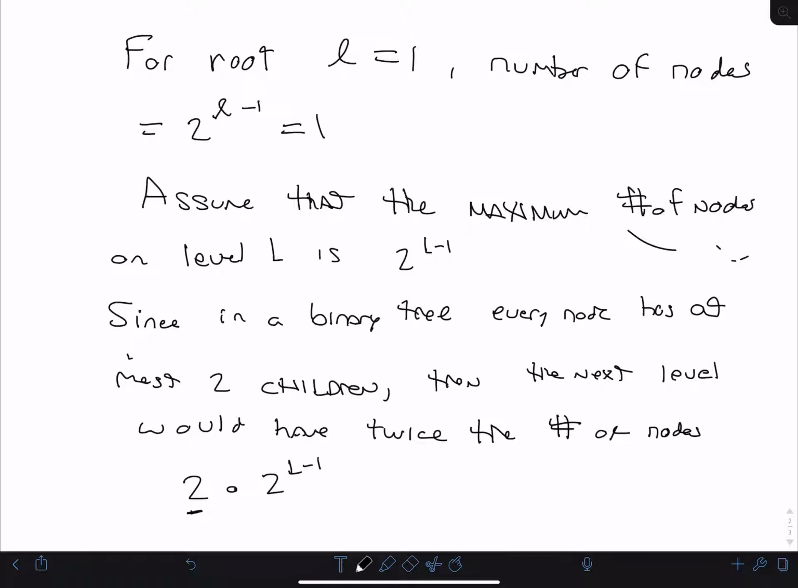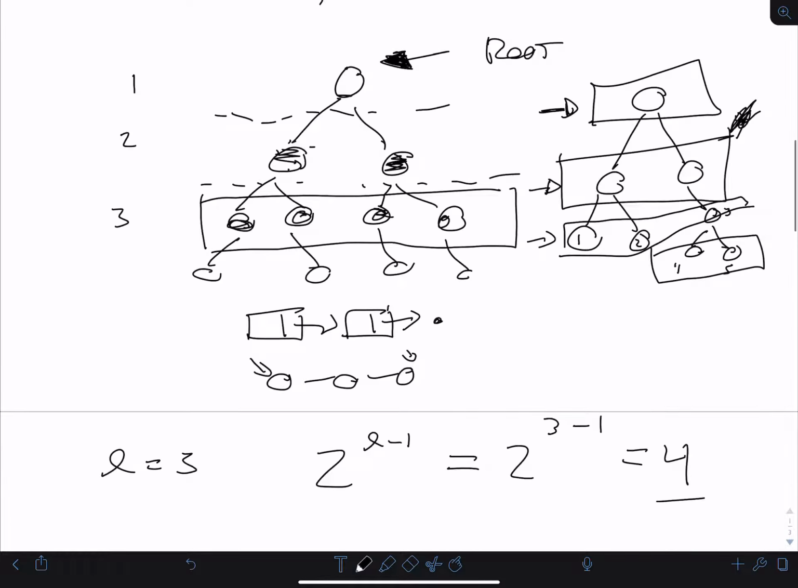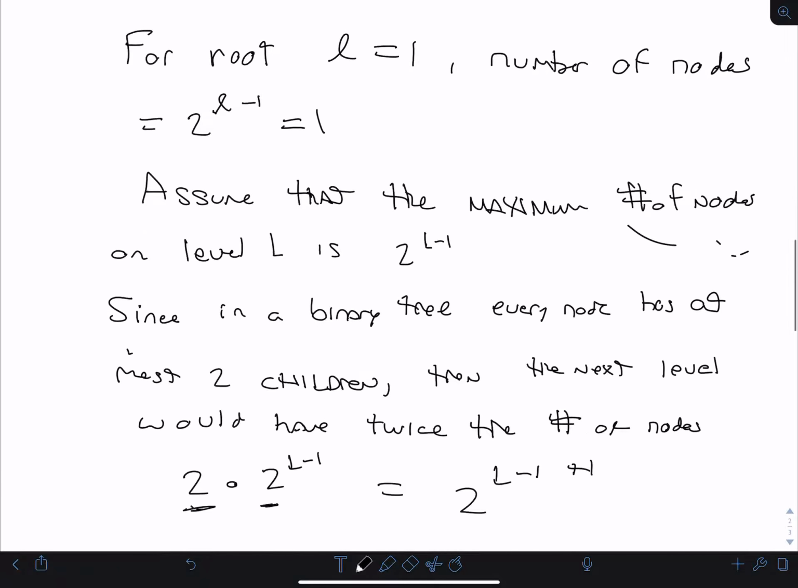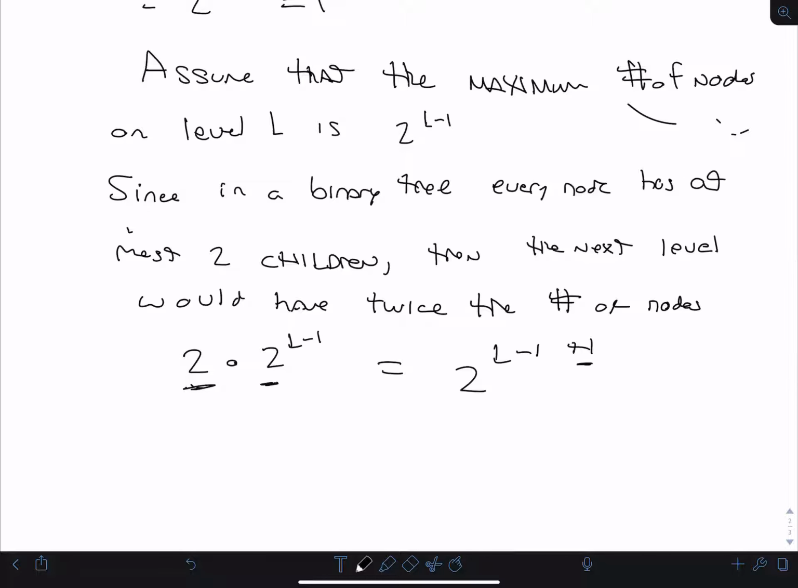Because this 2 here is basically another exponent that you're adding to this. It's like this was the same thing as saying 2^(L-1) plus 1, right? You bring it up, which is exactly what we're saying up here: 2^(L-1), which is every time you go a level, you increase it plus 1 there. So there's your proof by induction.